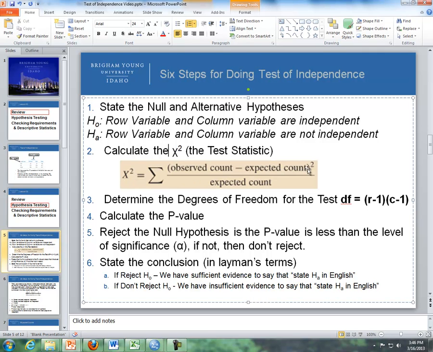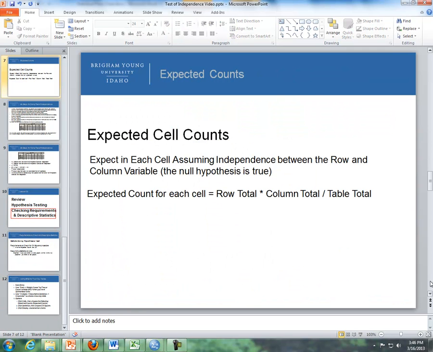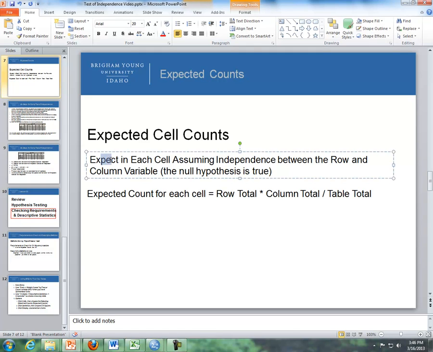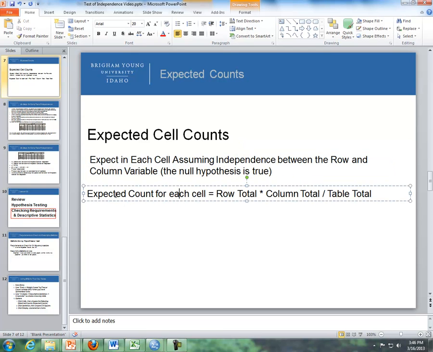hypothesis. The expected count, what that means, in fact, let me go down a couple of slides here. The expected count is what we expect in each cell, assuming the null hypothesis is true, assuming independence between the row and column variables. If you're curious about how to calculate the expected count, you take the row total for a given cell times the column total for that cell, divided by the complete table total.